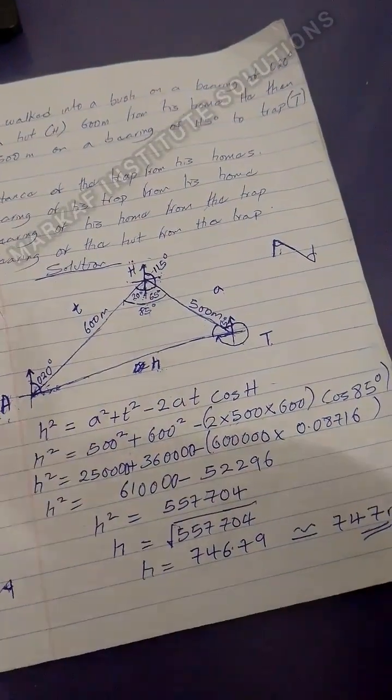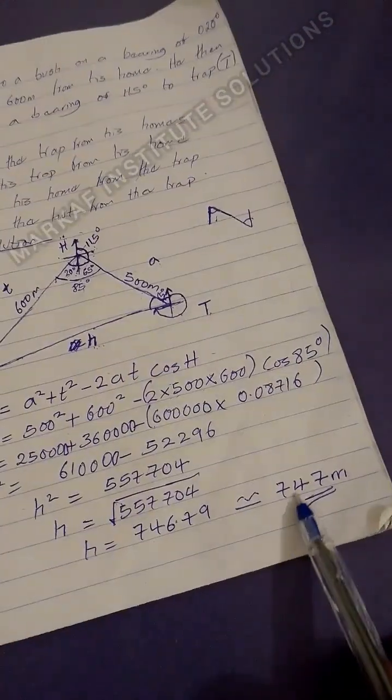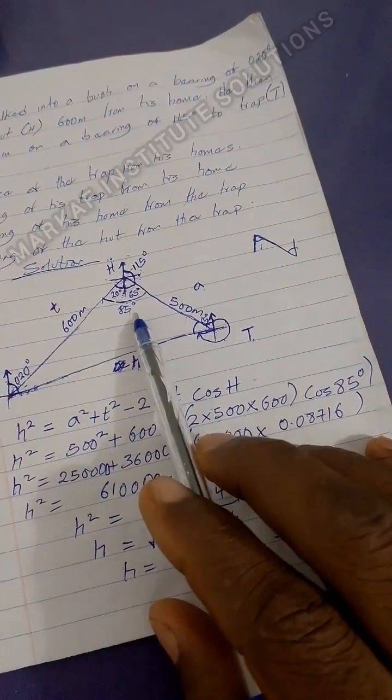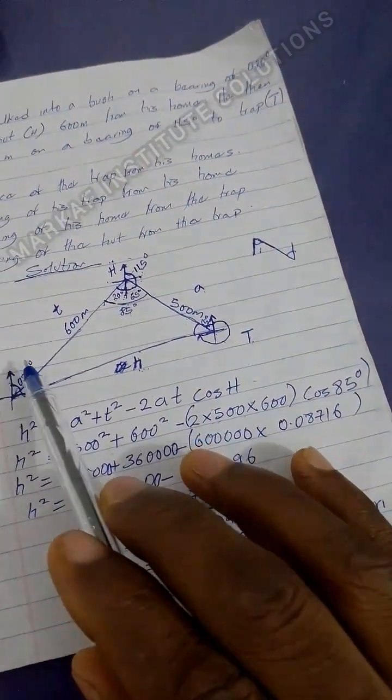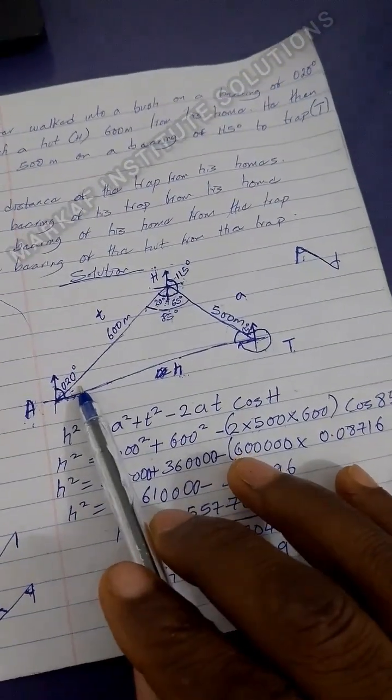So we are going to use sine rule. The size of h is now 747, and the angle of h is 85. So we use sine rule to find this particular angle, which is angle A.